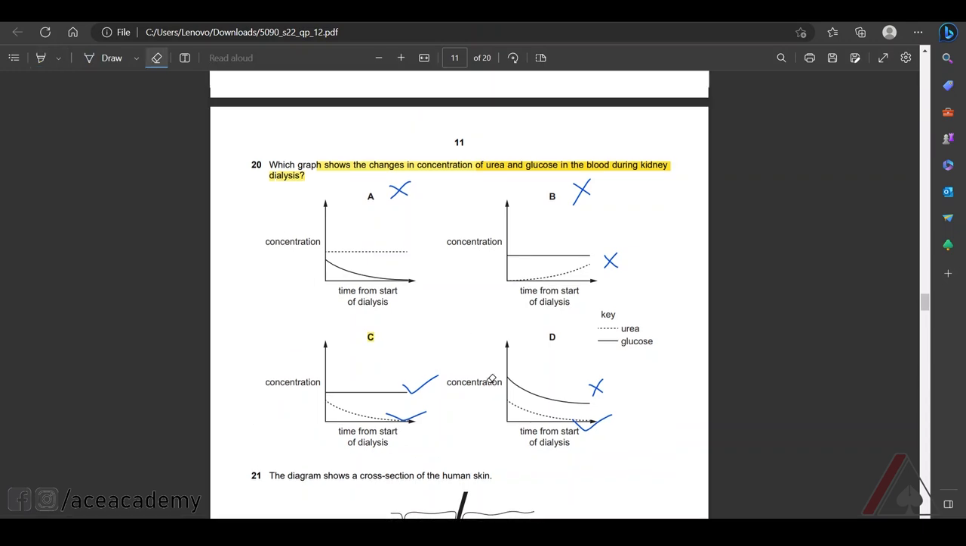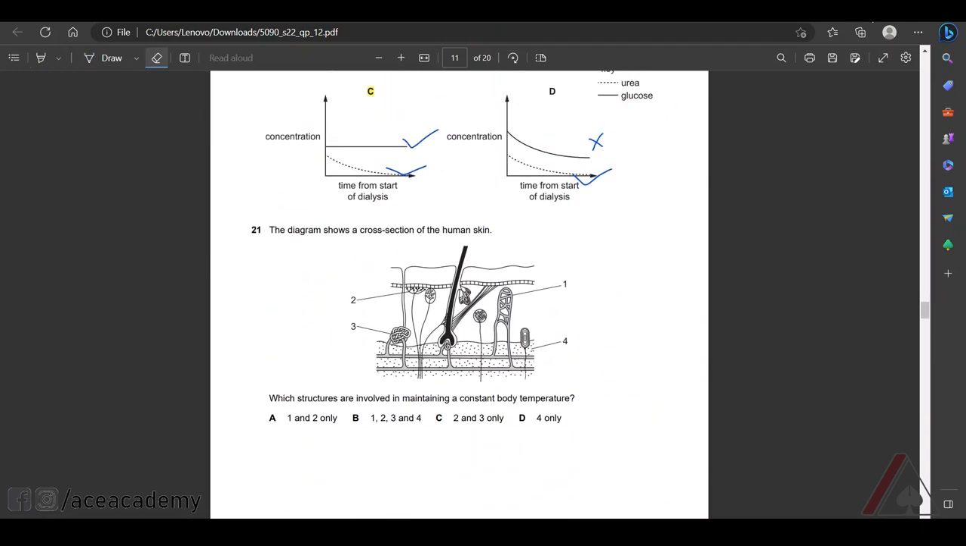Now let's look at number 21. Number 21, the question says, diagram shows a cross-section of the human skin. Which structures are involved in maintaining a constant body temperature? So basically, which structures here help with thermoregulation? Structure number one, these are basically the blood capillaries that are close to the skin surface. They help by controlling vasodilation or vasoconstriction. Basically, they control how much blood passes near the skin, so how much heat from the blood is lost by radiation. So yes, they're involved.